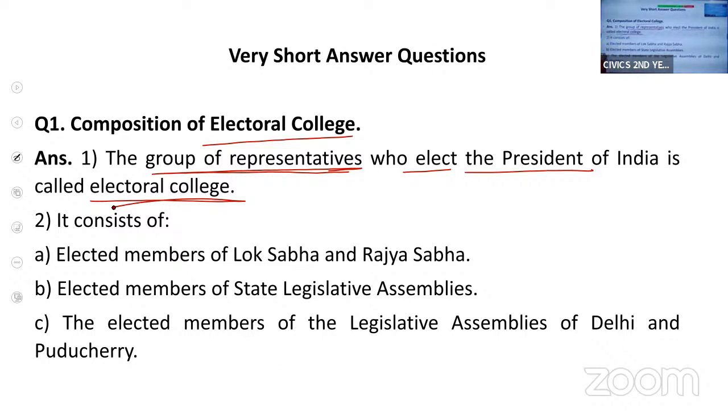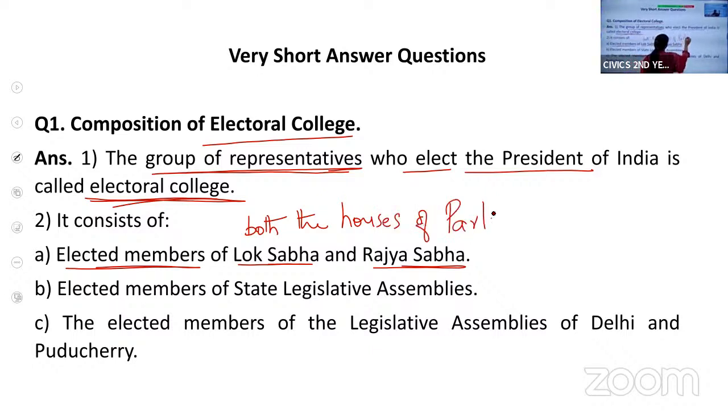What is the composition of this Electoral College? The Electoral College consists of elected members of Lok Sabha and Rajya Sabha. So here, instead of writing Lok Sabha and Rajya Sabha, you can write: it consists of elected members of both the houses of Parliament. You can write like this also, or you can write elected members of Lok Sabha and Rajya Sabha. Done.